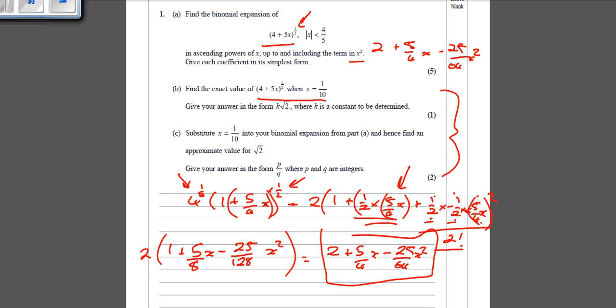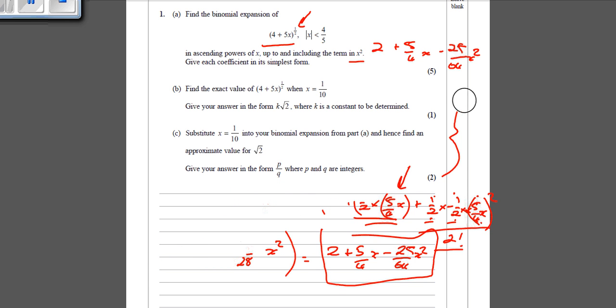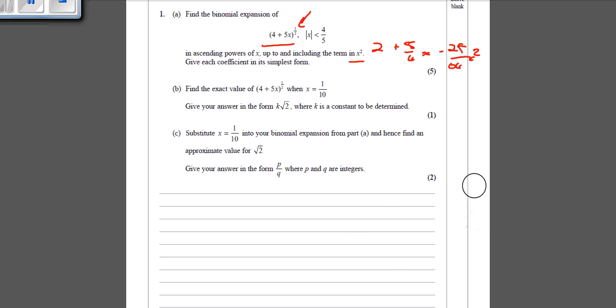So we've got to find the exact value of this when x is 1/10. So what we're going to do is we're going to simply substitute that 1/10 into here. So that's going to be 4 plus 5 times 1/10 is going to be 1/2. It's the power of 1/2. So it's going to be 9 over 2, the power of a half. And if you do that in your calculator, you should get an answer. However, if you haven't got a calculator that can do that, we can actually say that's going to be 9 to the power of a half over 2 to the power of a half.